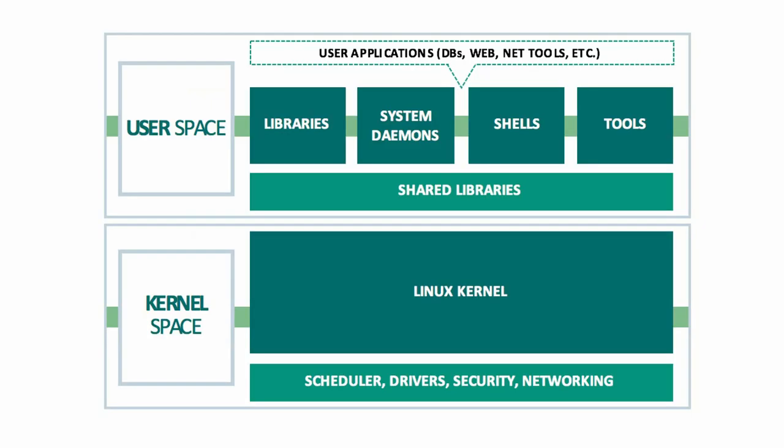And this is one more example, of a typical Red Hat or CentOS OS architecture. There's a user space, kernel space, and libraries, system daemon, shell, tools, all the libraries. And this is the Linux kernel. So the whole system is using the Linux kernel. The total thing is not Linux, it's just the kernel that is Linux.